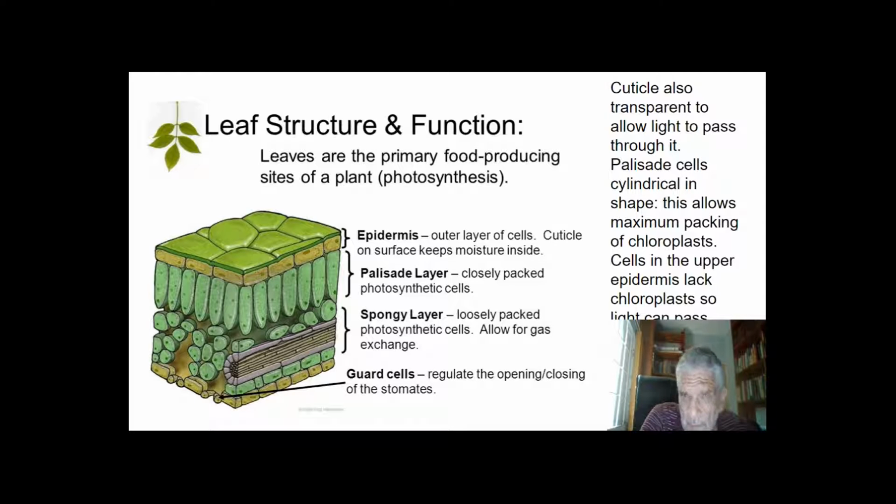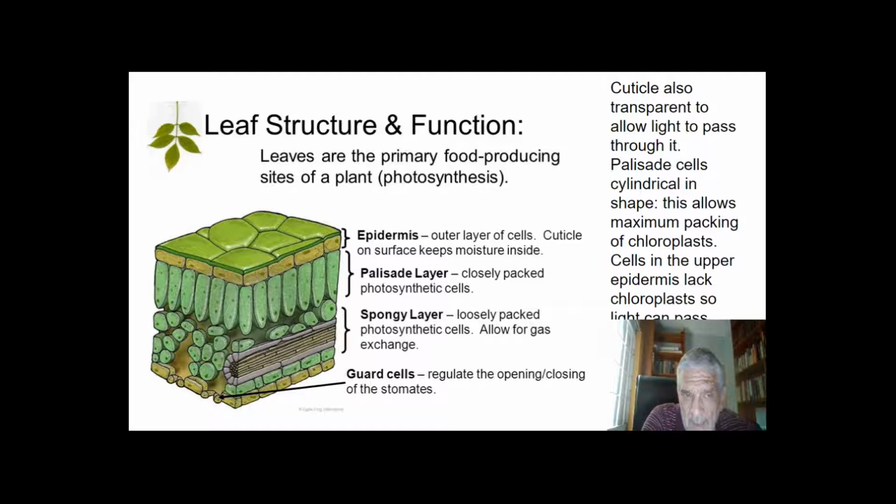We have an epidermis, which is the outermost layer of cells, and the cuticle on the surface keeps moisture inside. So the cuticle prevents water from evaporating. The cuticle also contains no chloroplasts, so it doesn't photosynthesize. And that's important. Really, there are no air spaces here, so the cells couldn't get enough carbon dioxide anyway. Therefore, there's no chloroplast so that light can penetrate through it.